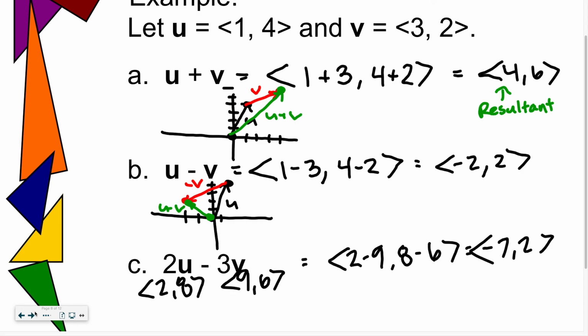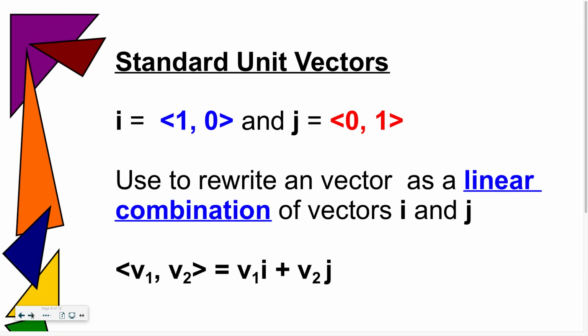Okay, next up we're going to talk about standard unit vectors. So again, there's that special word, unit, right? What does unit mean? Has a magnitude of 1.